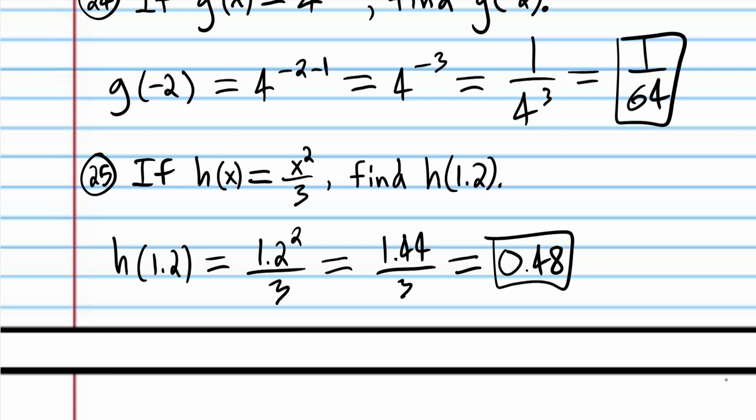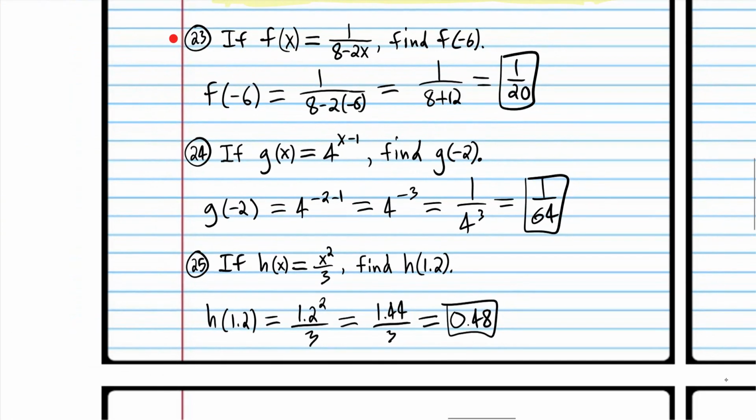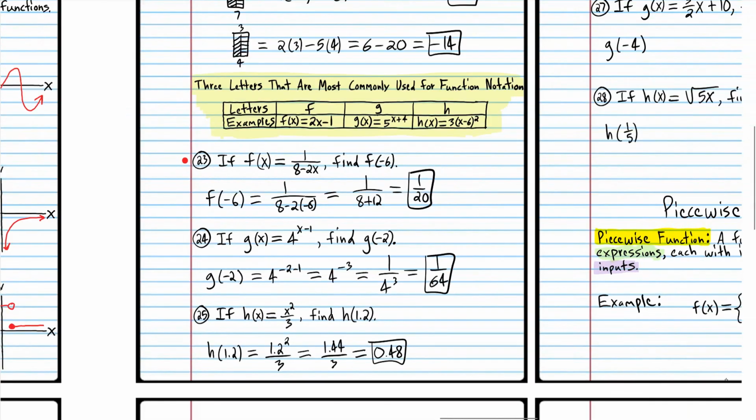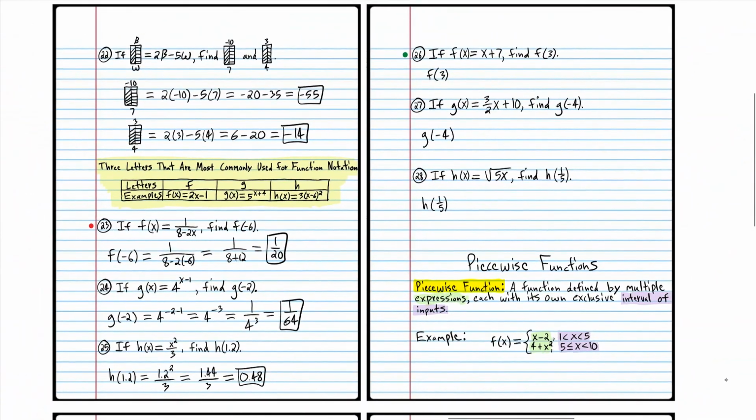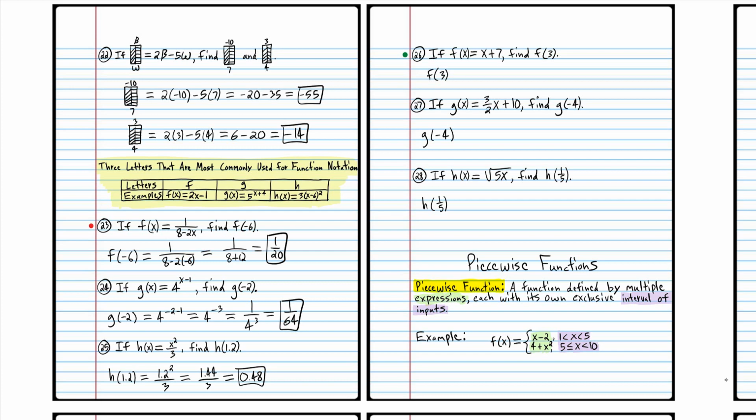So again, f, g, and h are the most common types of notation for functions. I want you to try number 26 and number 27 and number 28. You can do all three of these at once, and when you come back, we'll do them together.